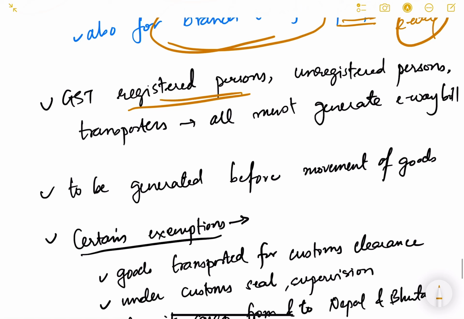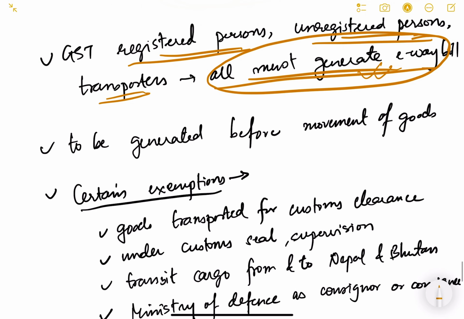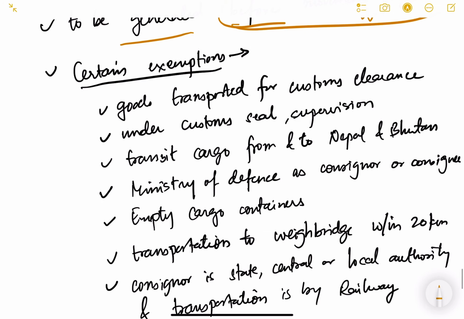GST registered persons, unregistered persons, and transporters all must generate the EWay bill. It is compulsory whenever there is a movement of goods if the value is more than 50,000. And it has to be generated before the movement of goods commences. This is a requirement. There are certain exemptions to generation of EWay bills, given for conditions in which you don't need to generate an EWay bill.